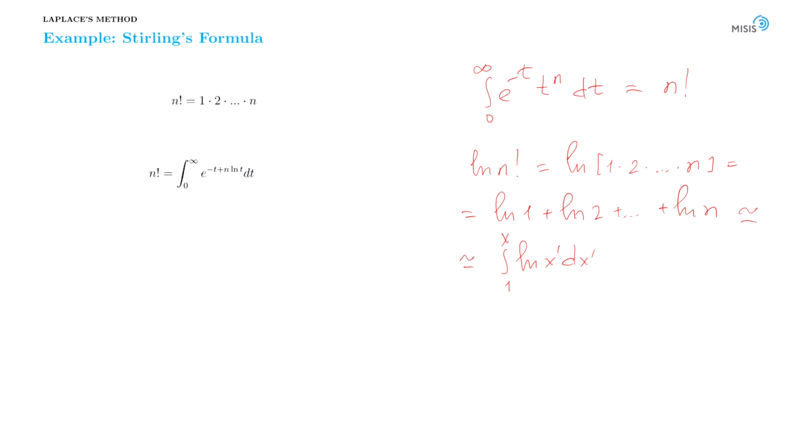And it is interesting that this integral, which is now an approximation for the log of factorial, can be calculated exactly. By integration by parts, you can show that this integral is nothing but x log x minus x. And immediately you can figure out, after exponentiating this approximate equality, that factorial of n grows roughly as n over e to the power of n.